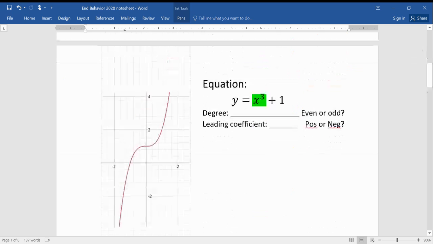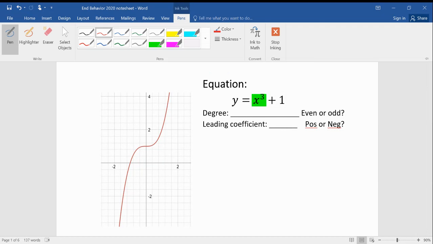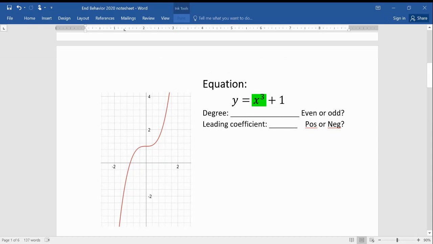First thing we're going to do is figure out what the degree is. The degree looks like it's going to be 3, so that's odd. I'm looking at that term. Now what about the leading coefficient on that term? It's still a 1, and it's positive. So that's what we call an odd positive end behavior.